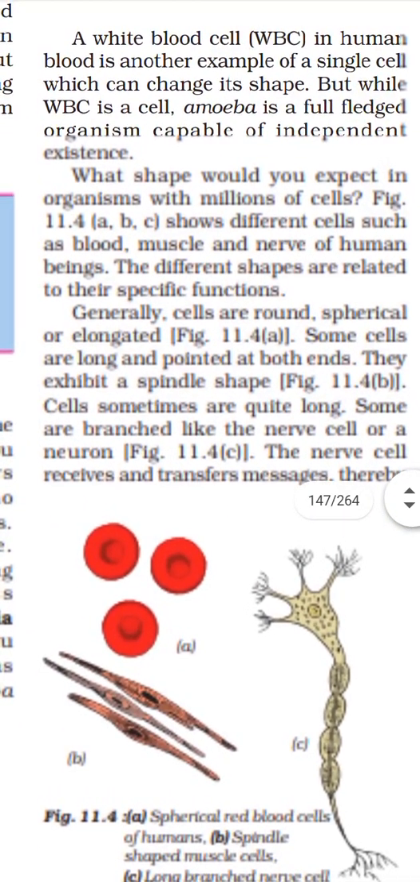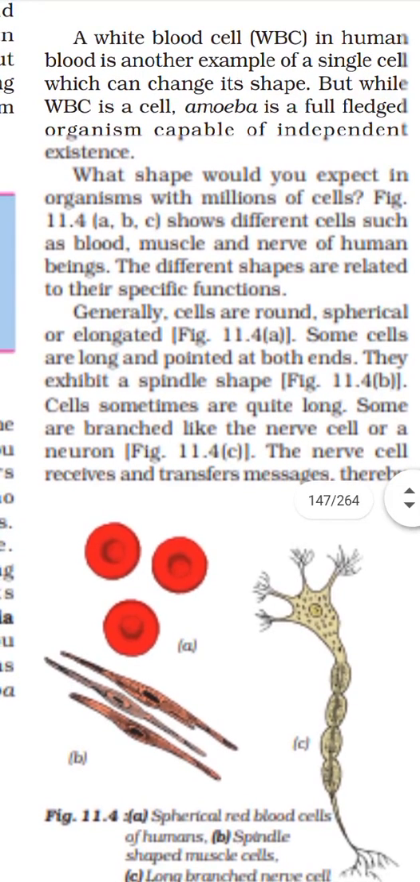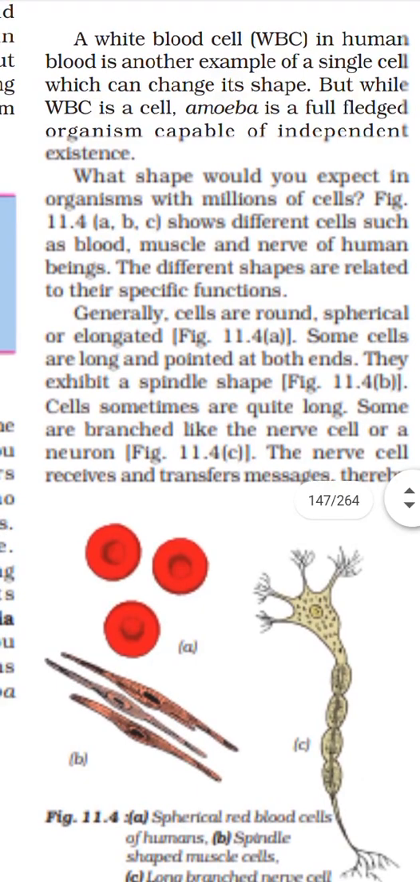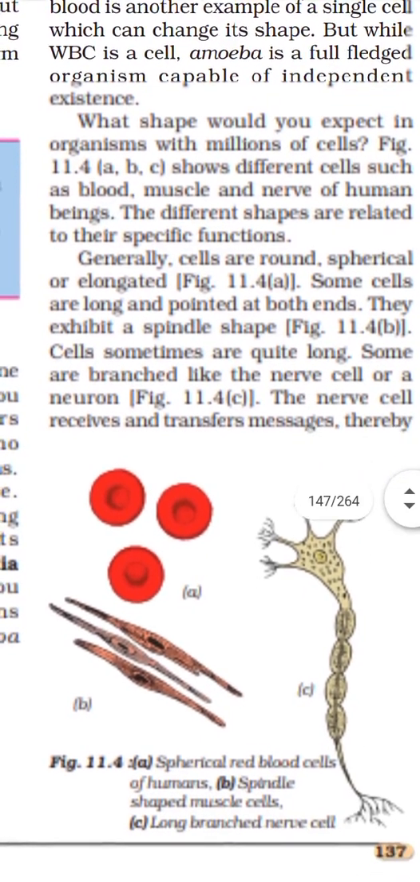Some cells are long and pointed at both ends. They exhibit a spindle shape. Cells sometimes are quite long. Some of them are branched, like the nerve cell or a neuron. The nerve cell receives and transfers messages.